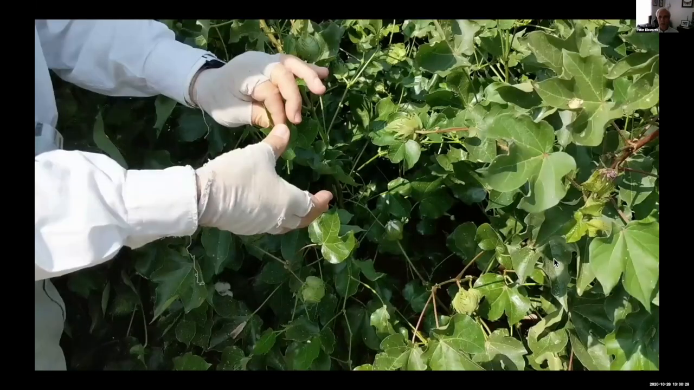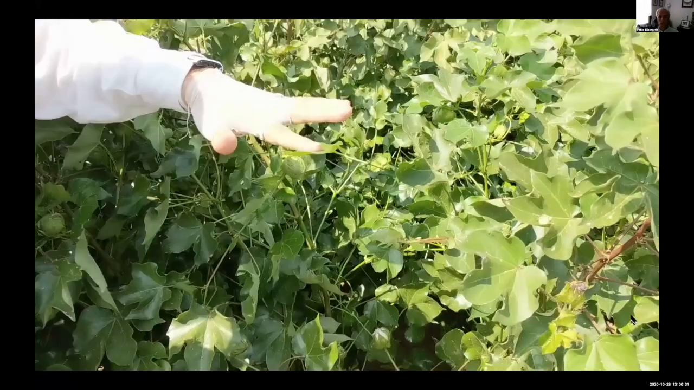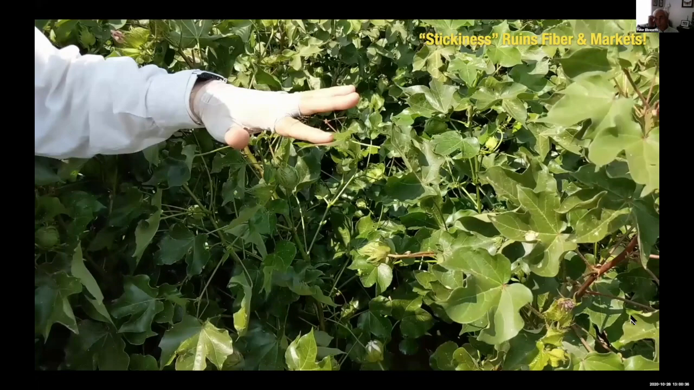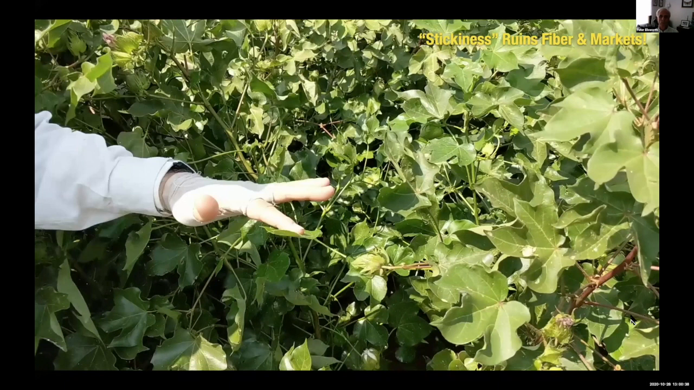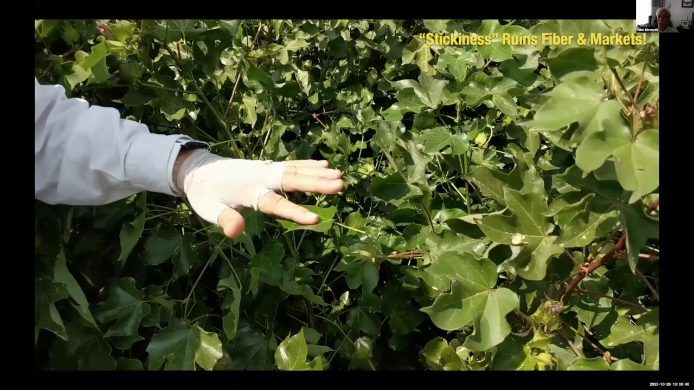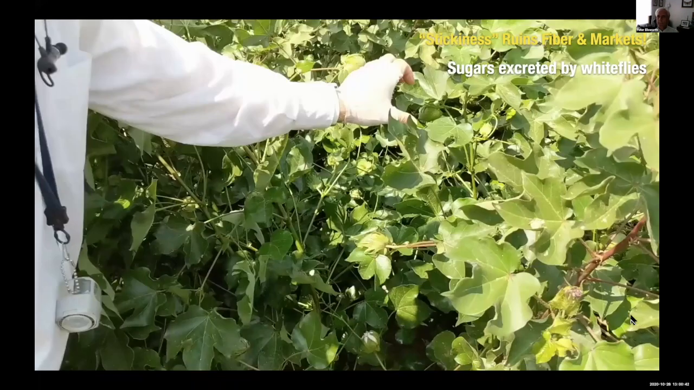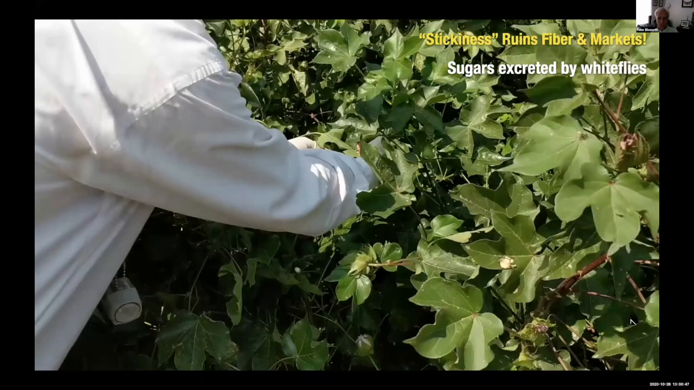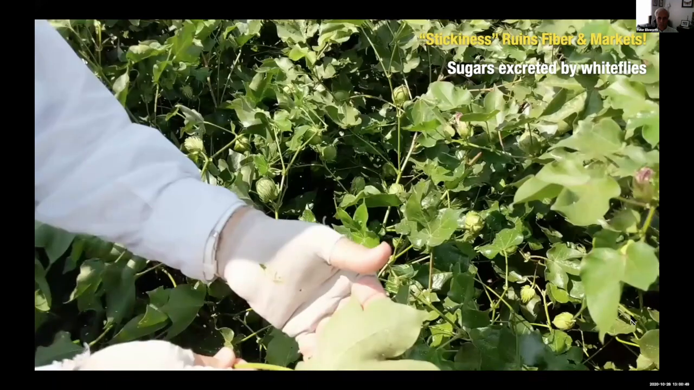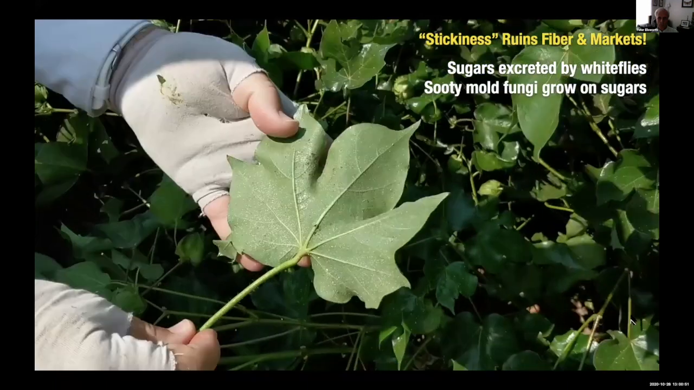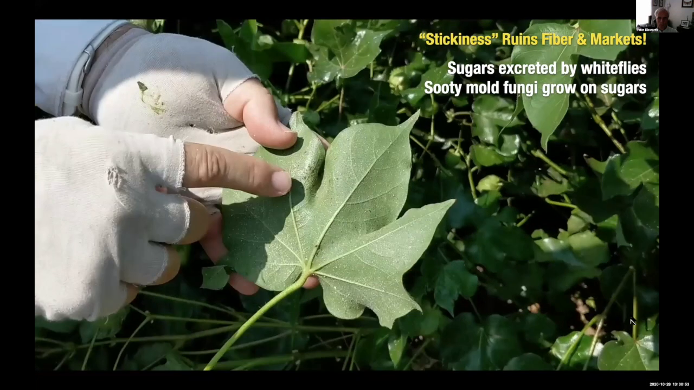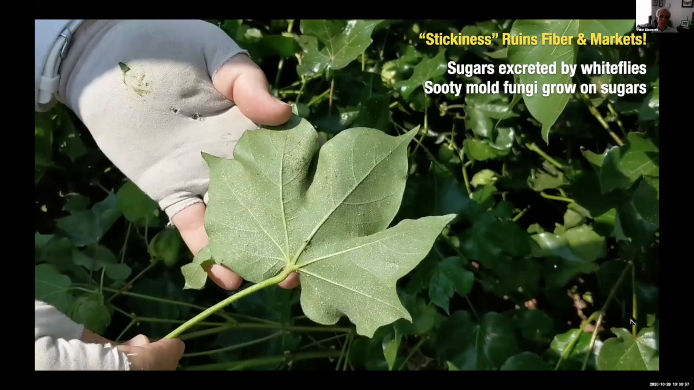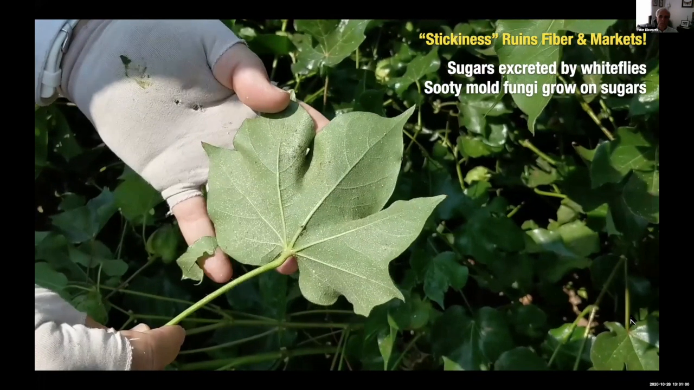Demonstrate magic here. That leaf is not coming off of me because it's bound to me by the sugars deposited by these whiteflies, especially the large ones. Sootiness will follow as soon as humidity's increased, but there's sootiness on the undersides of this leaf. And there are probably tens of thousands of whiteflies on that one cotton leaf.